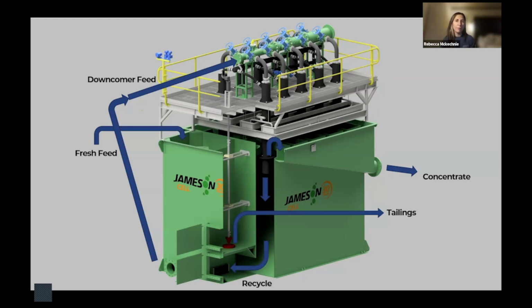A percentage of the float tails will be recycled back to the feed box to maintain that constant flow to the downcomers. This is controlled via a pressure sensor and a valve, and the valve opens and closes as required to control how much or how little tails are returned to the fresh feed. This is based on how the volume of fresh feed itself is increasing or decreasing.